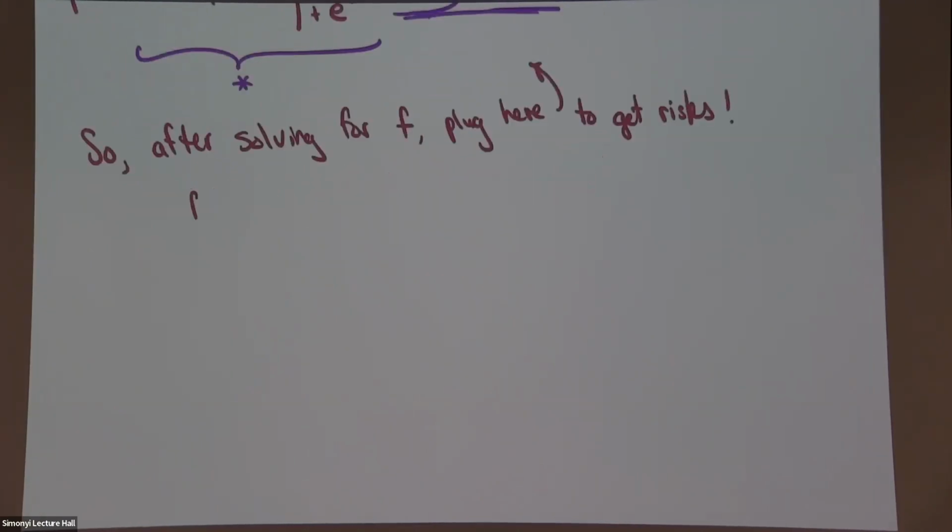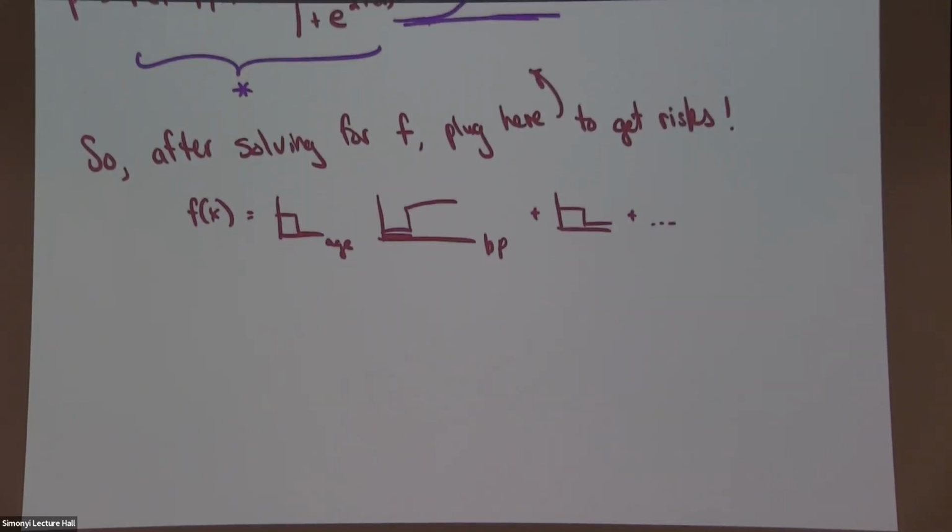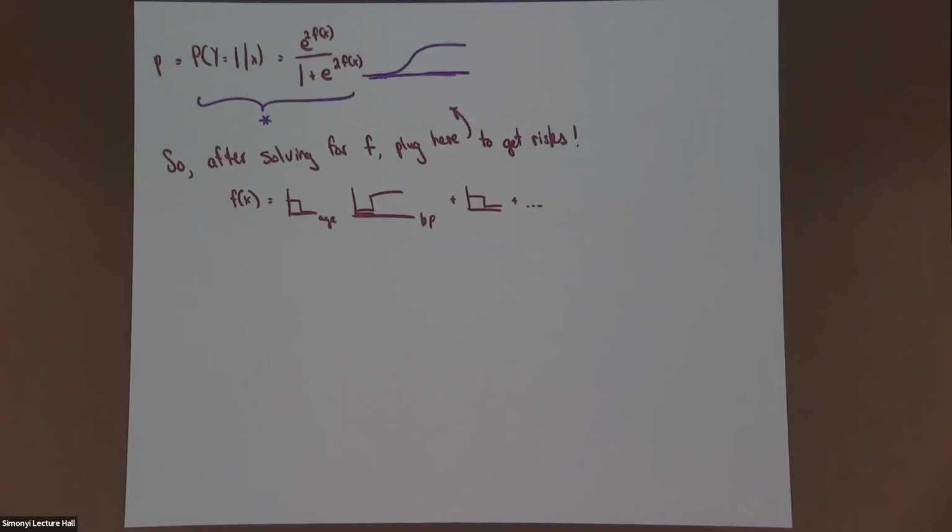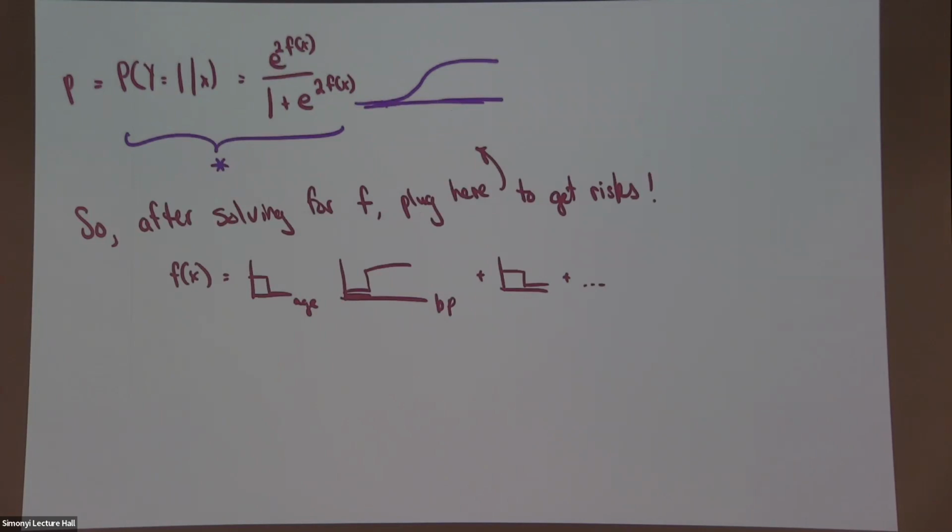Okay, so here again, just to remind you, f of x is the sum of these step functions. This one is age and this one maybe is blood pressure and whatever other step functions you have. So the places you put the steps, how much does that influence this? It doesn't influence it at all. Regardless of what model you construct, you can always use this formula to try to convert to risks. If I put the steps in a different place, I'll get a different risk. Yeah, you might get a different risk.